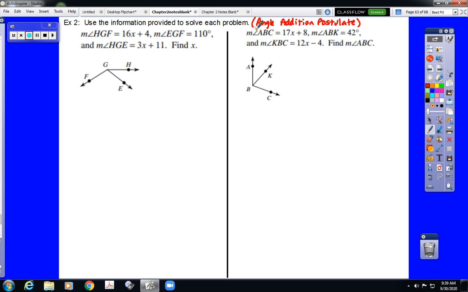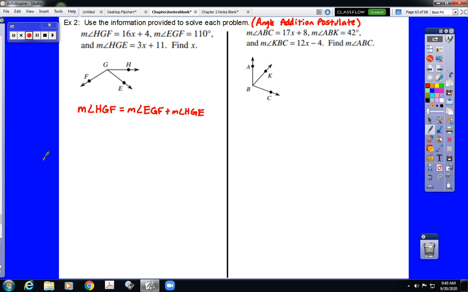So in that picture, we're doing the one on the left first, you should see three angles. The big angle, FGH, which is made up of two smaller angles. Okay, so we need to come up with an equation here. Now, using the names from the problem, HGF is the big angle. It is made up of the two smaller angles. So if we add the two smaller angles together, which would be EGF and HGE, they would equal the bigger angle, HGF. So that's the equation we set up using the angle addition postulate.